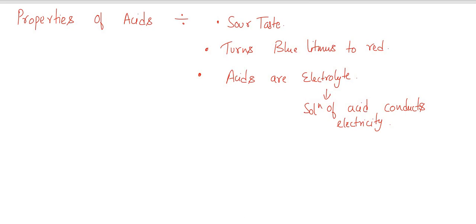The fourth property is, as we are learning from definition, that acid dissociates on dissolving in water to produce hydrogen ion. It's a very important property that acid produces hydrogen ion on dissociation.